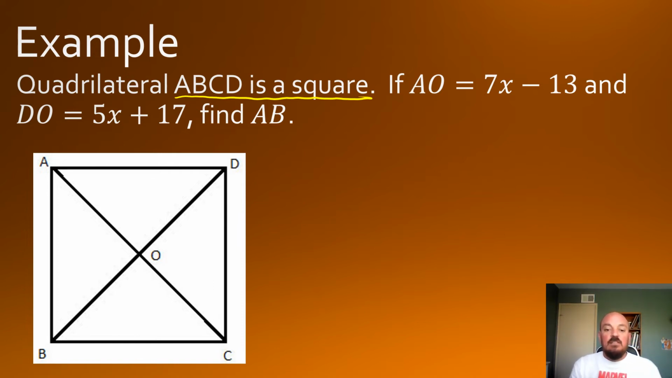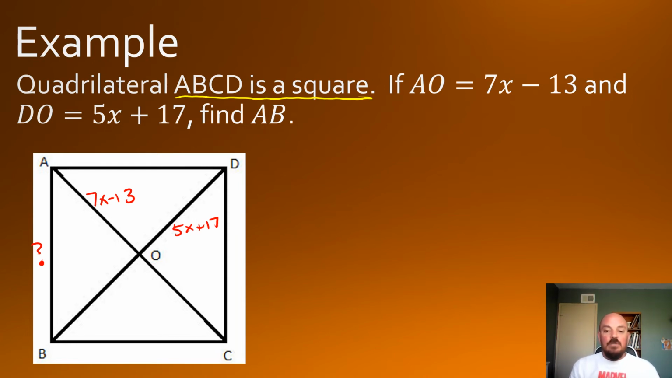All right, now let's label what we know so far. We know that AO is 7x minus 13. That's going to be this half diagonal right here, 7x minus 13. And we know that DO, this half diagonal on the other one, is 5x plus 17. So we start thinking about this question. And the other thing is what I asked you to find is AB, which is this side over here. That's what I want to find. Now it's going to take me a few steps to find that. Step 1, let's solve for x.